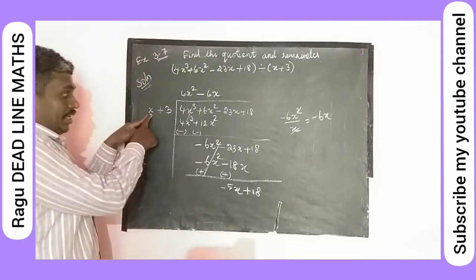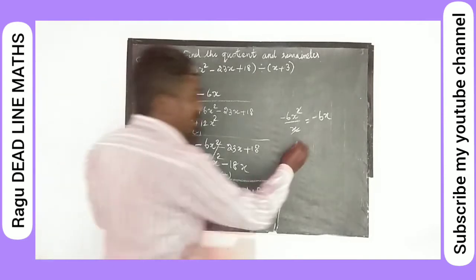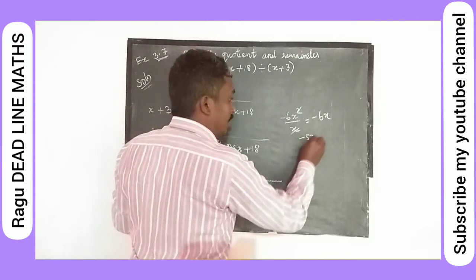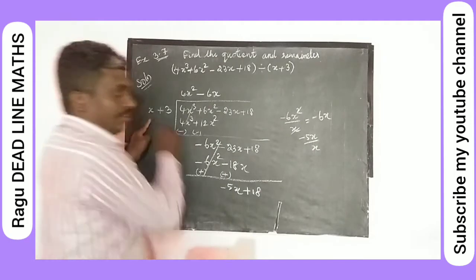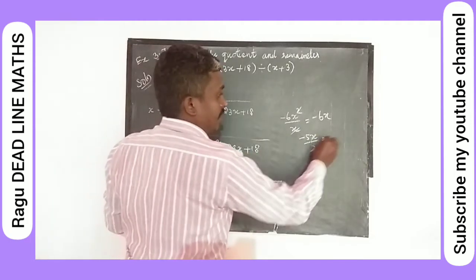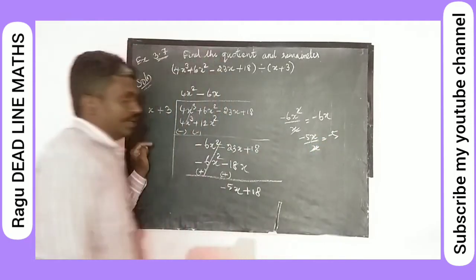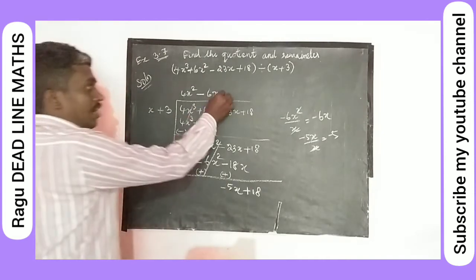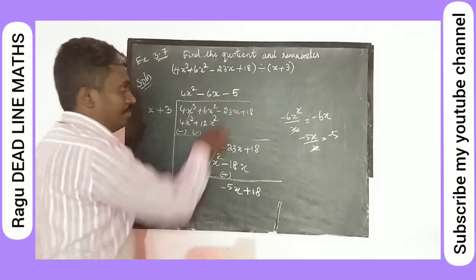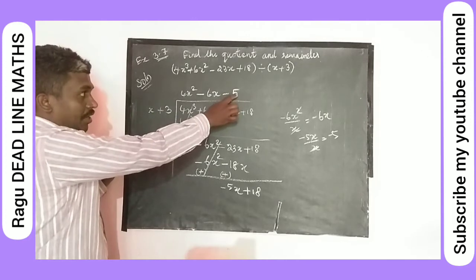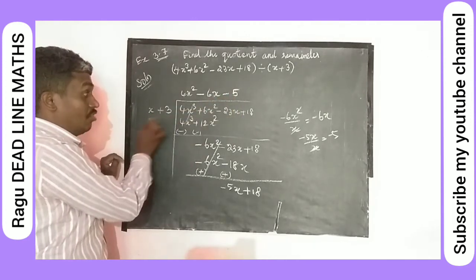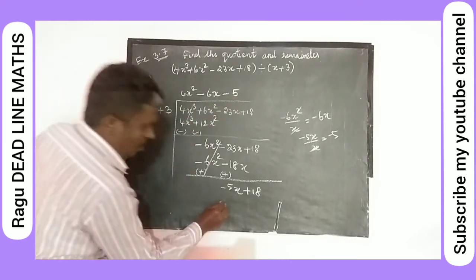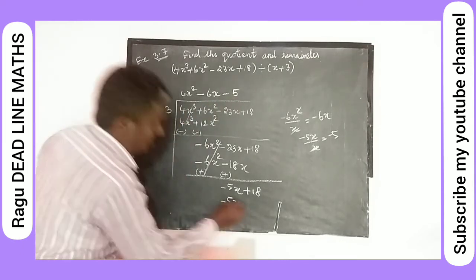See here x, and here minus 5x divided by x. The first term is x, so x and x will be cancelled. The result is minus 5. This minus 5 you will write here. Then you consider this minus 5 and multiply it with these two terms. Minus 5 into x is equal to minus 5x.